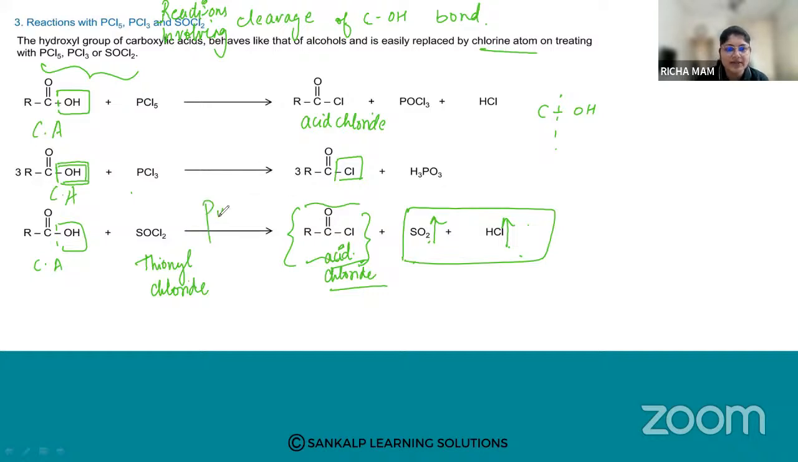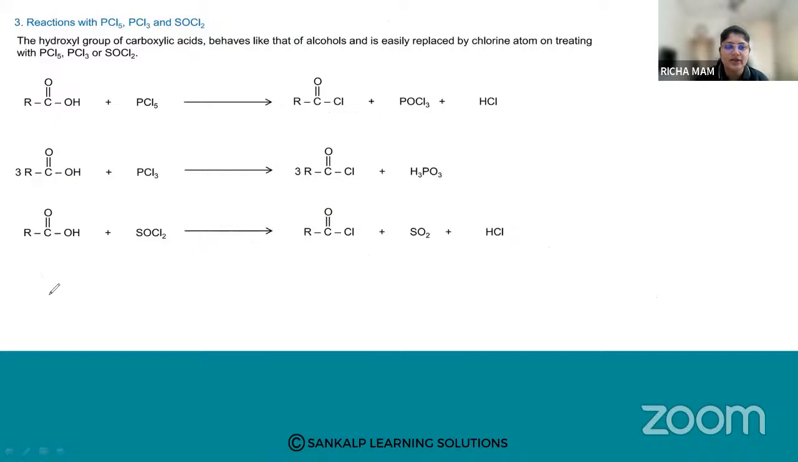A base like pyridine is used. This is an important reaction. Carboxylic acid, when treated with thionyl chloride in the presence of pyridine, will give you acid chloride, SO2 gas, and HCl gas is liberated. Please note it down. Let me give you an example. If I take acetic acid, I treat it with thionyl chloride in the presence of pyridine.